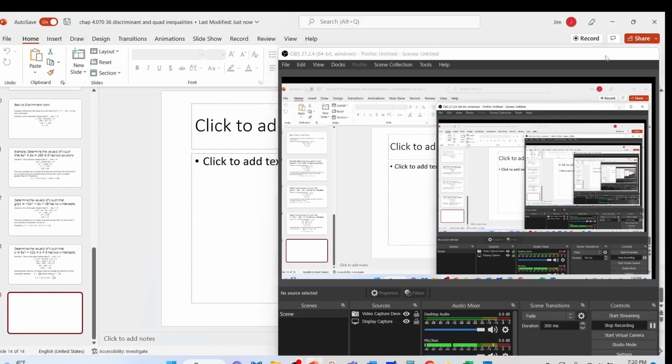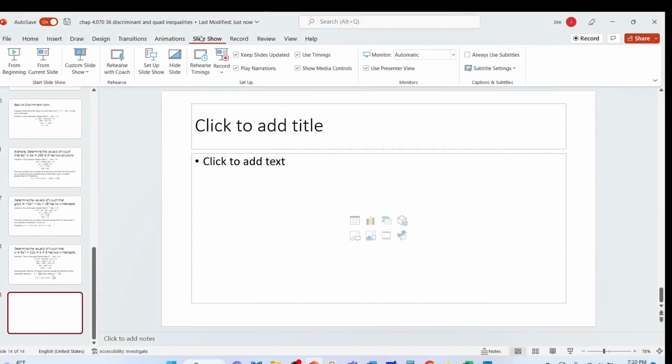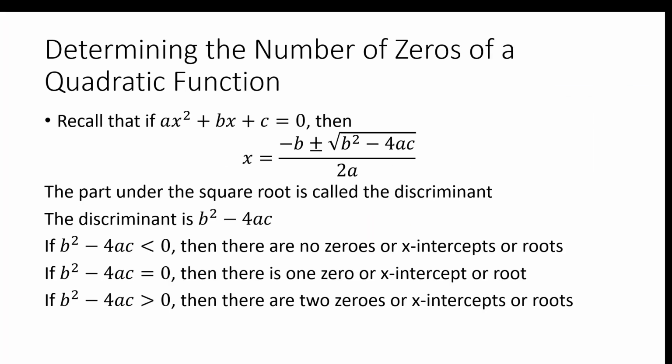In this video, we're going to start talking about the discriminant, determining the number of zeros of a quadratic function. Recall that if ax squared plus bx plus c equals 0, then x equals negative b plus or minus the square root of b squared minus 4ac all over 2a. Now the part underneath the square root is called the discriminant, and I'm circling it right there. The discriminant is b squared minus 4ac.